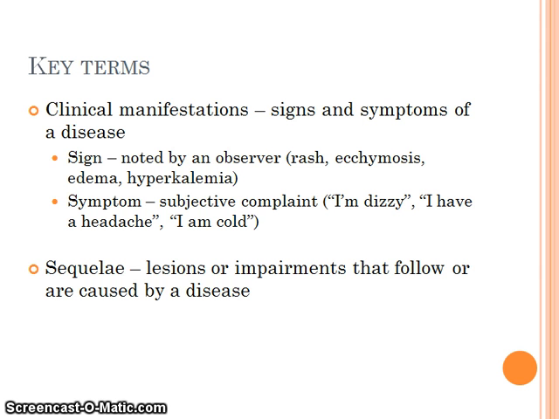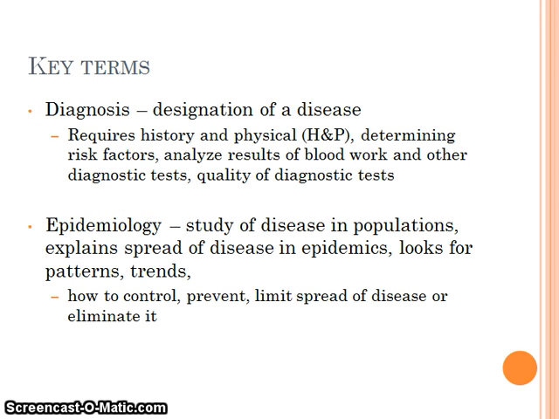Sequela is what happens because of a disease. So lesions or impairments that follow because a disease is there. Diagnosis is when we're able to name the disease, so we designate it. We often figure that out by doing things like a history and physical exam, looking at their risk factors, doing testing, lab work, things like that, and put it all together to make a diagnosis.